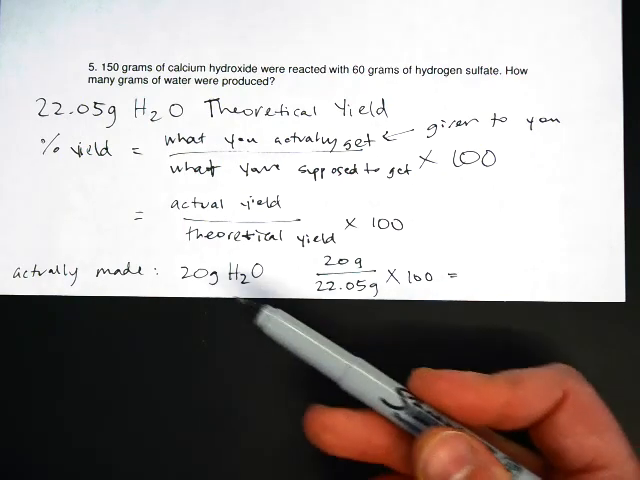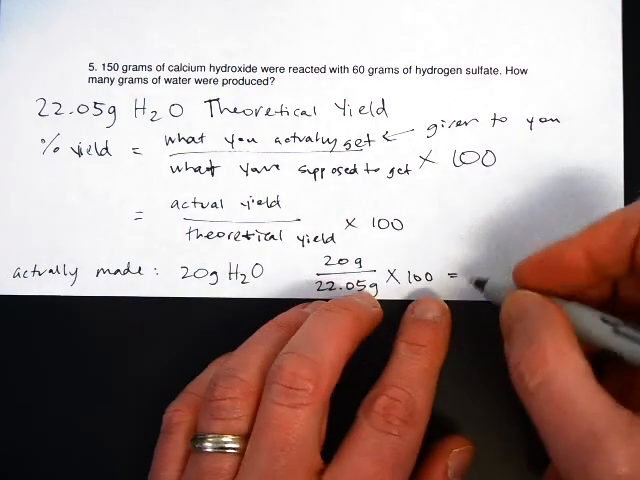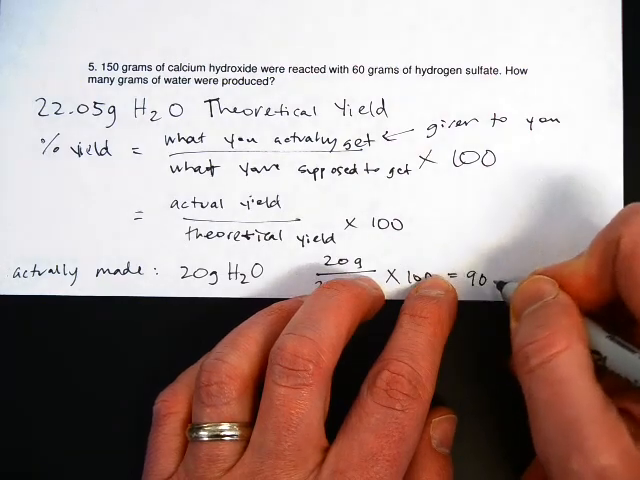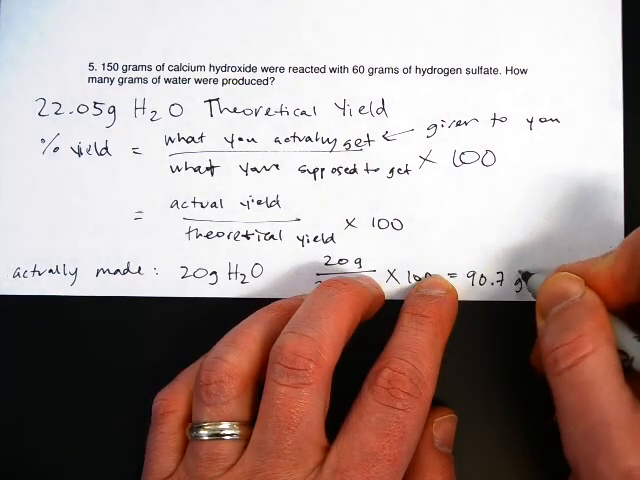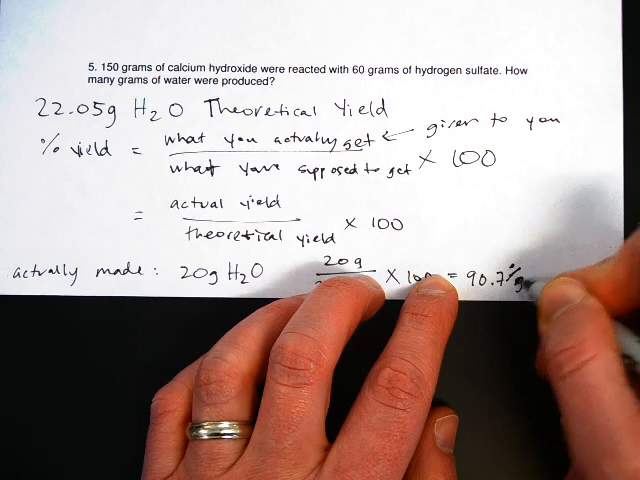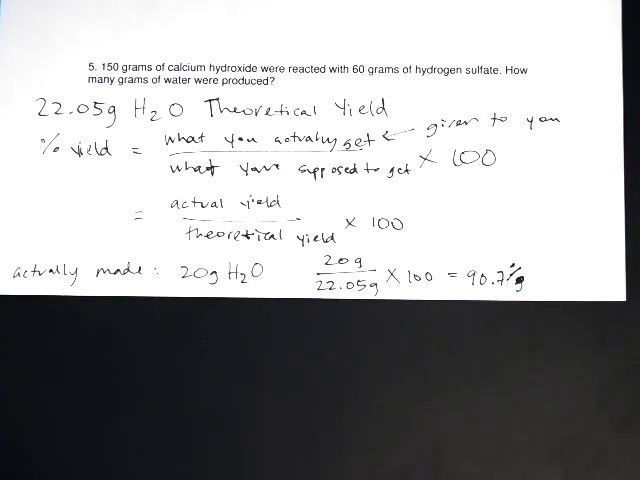But notice, I had to give this 20 grams to you. Was this 90.7, I think? What? That's not grams, it's percent. Oh my gosh, oh no, abort. So 90.7%. Okay, so you made 90.7% of what you're supposed to make.